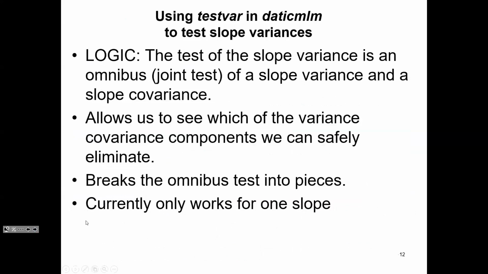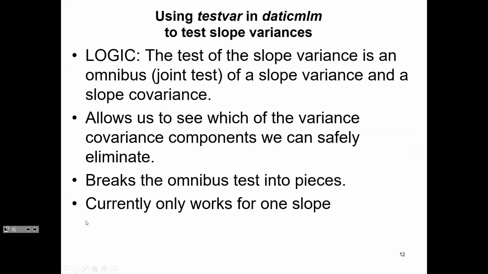Okay. So using this test var, which you all have had experience with now, to test the slope variances, the logic here is just that the test of the slope variance is really a joint test of the slope variance and a slope covariance, right?